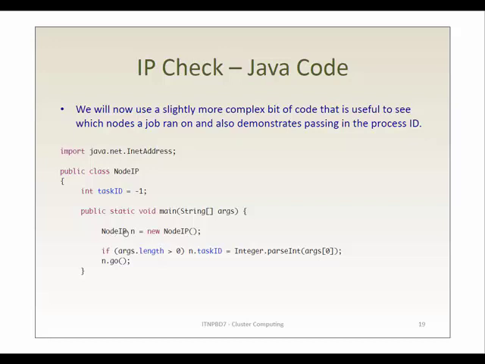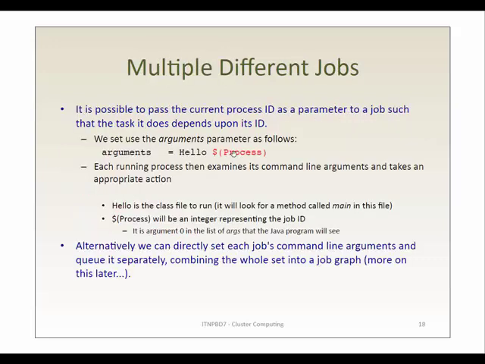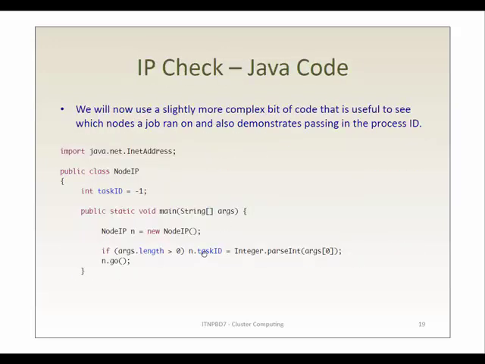So here I created an instance of my node object, and I say, right, how many arguments have I got? As long as I've got at least one, i.e. something has been supplied here, then set the task ID to be the integer equivalent of whatever that string is. So arg0 is the very first entry in that array. Am I going at reasonable speed? Okay, fine. So I take a note of the task ID and then I run.